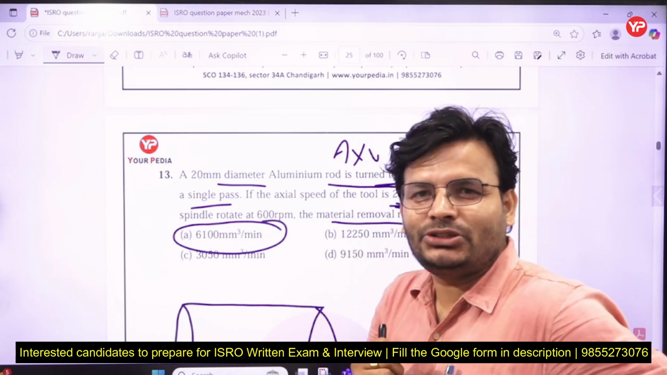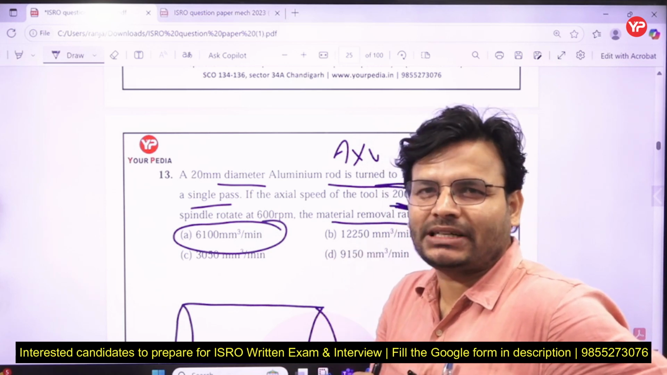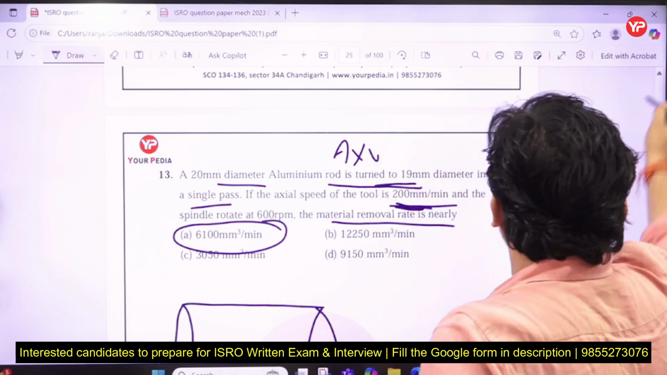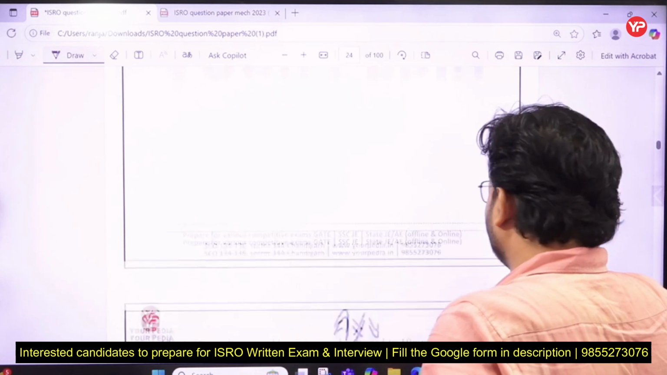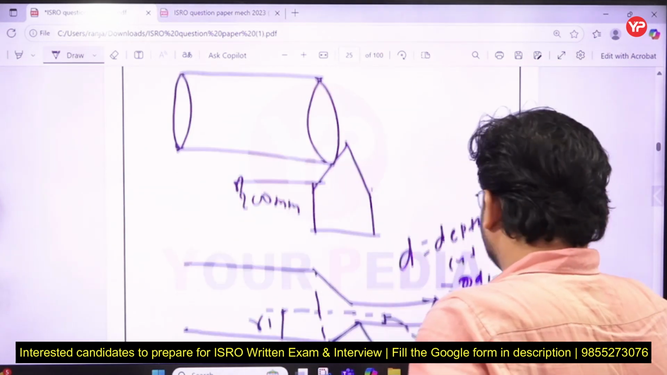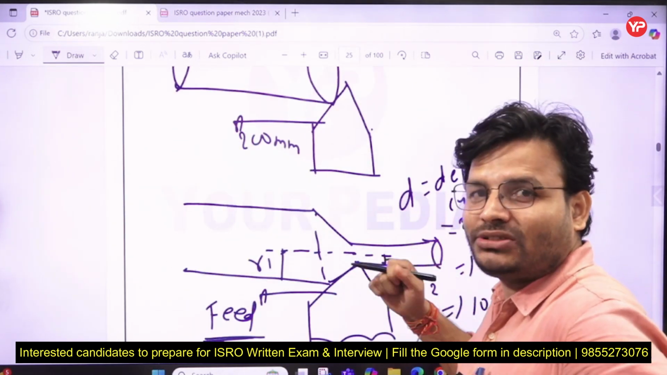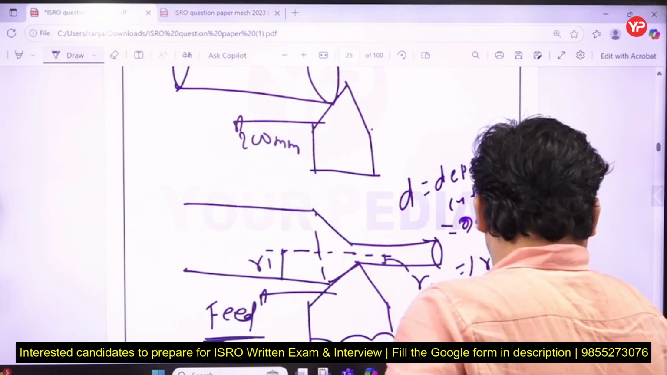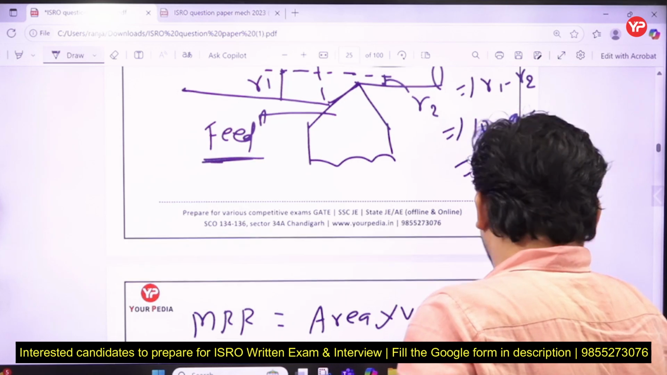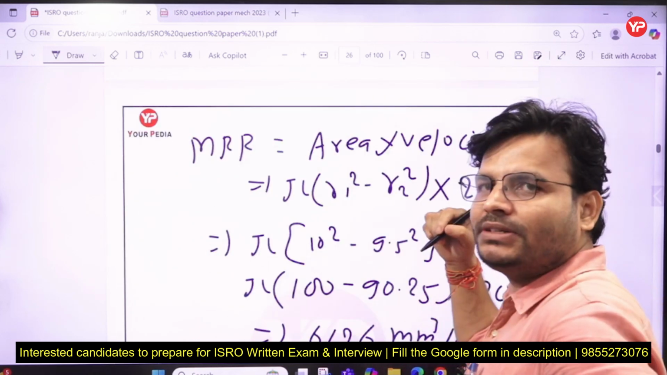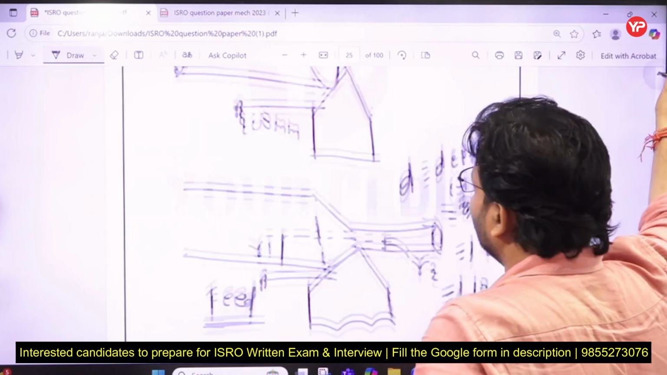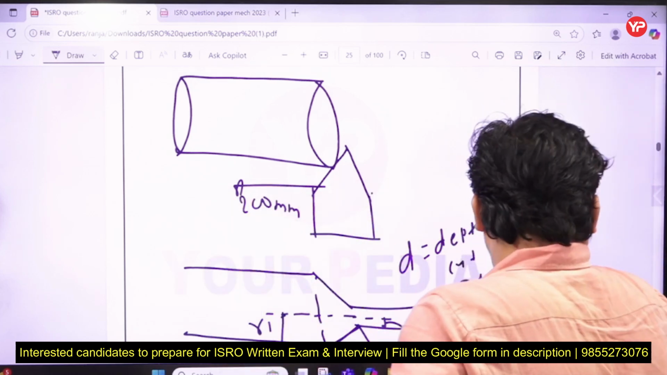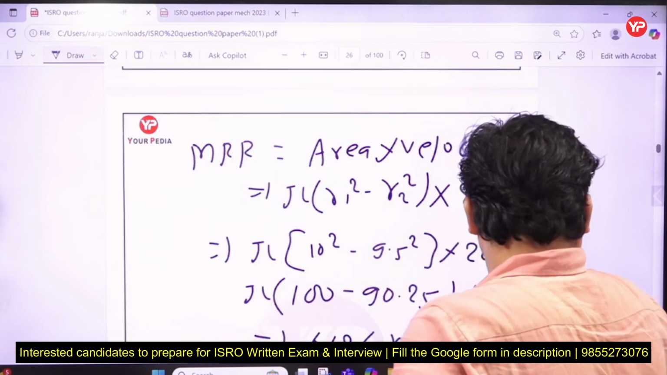In fluid mechanics you learned discharge in meter cube per second. Minute is there, no problem. So area into velocity. The area is what is turned out in a single pass, so final minus initial, and velocity is given as 200 mm per minute. That means in 1 minute the tool moves 200 mm, the axial velocity. Now just put that value and we'll get the answer. No problem.